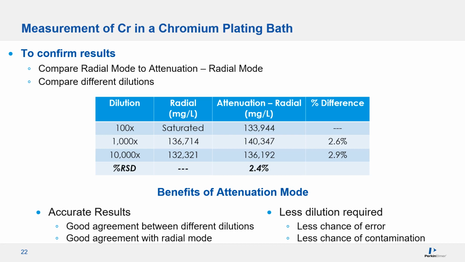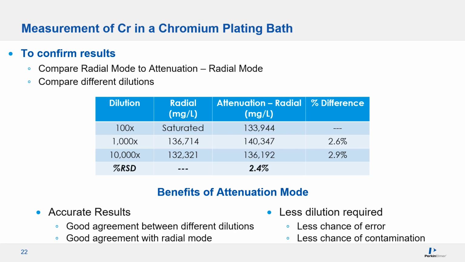And if we look at our percent RSD of our results from attenuation and radial mode over our 3 dilutions, we see we're 2.4% for our RSD. So this tells us we have accurate results. We have good agreement between different dilutions and good agreement with radial mode.